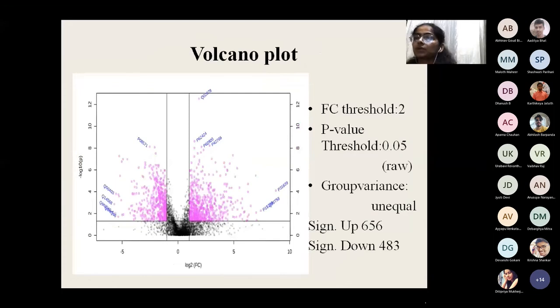Next was the volcano plot. I kept my threshold as 2, p-value threshold as 0.05 raw, and the group variance was unequal. And I could obtain the significantly upregulated proteins and significantly downregulated proteins.